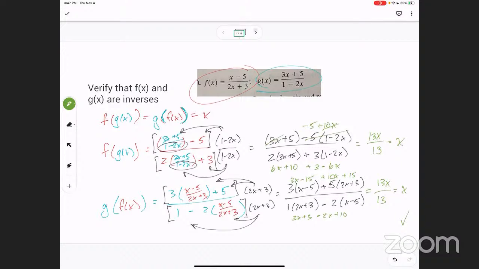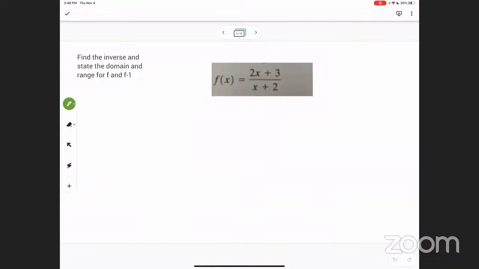Okay, good. Questions about it, what I did? No. All right, good. It says find the inverse. All right, so now to find the inverse of a function, that's a little bit of a different process. What you do is you take your X's and your Y's and you interchange them. So that, remember, F of X is your Y. So you interchange them. So you're going to write X equals 2Y plus 3 all over Y plus 2.